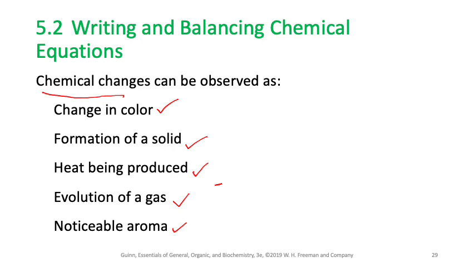So there are a couple of proofs that you can use to identify whether some kind of chemical change is happening or not. This is not the only proof, but these are mostly the proofs that you can see easily with your naked eye, or you can smell it.